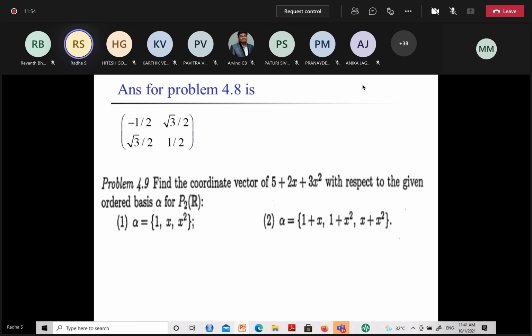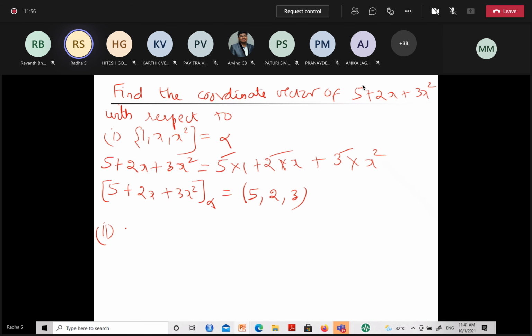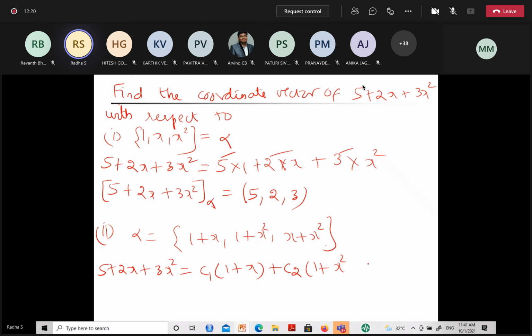Second basis is 1 plus x square, x plus x square. I take alpha to be 1 plus x square, x plus x square. Right? This is your alpha. So now what I should do is, this should be written as a linear combination. We cannot write this directly. So I should find those constants in such a way that I can write this. So I need to find the constants C1, C2 and C3.